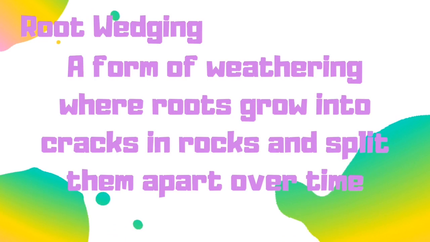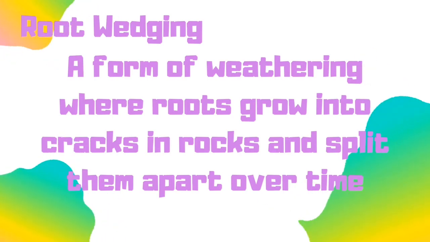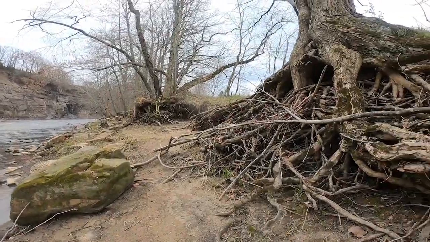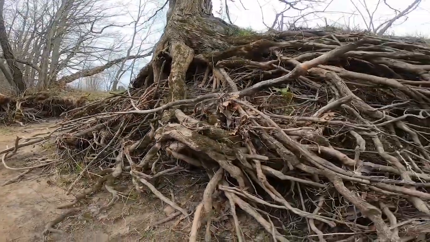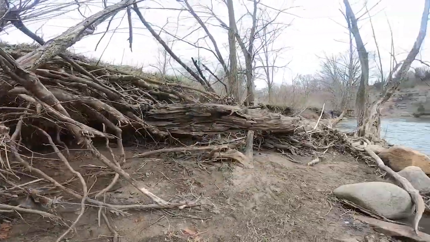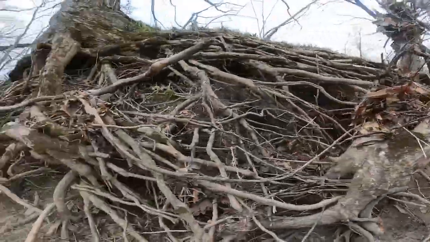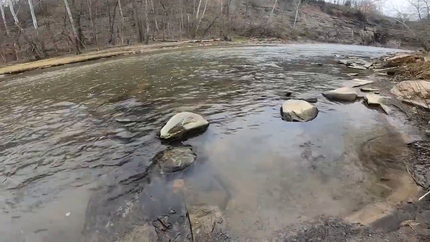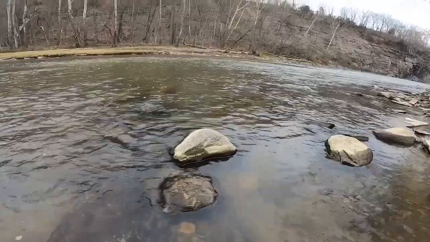Root wedging is another form of weathering where roots grow into cracks in rocks and split them apart over time. So if you see these crazy roots, if these were to grow into rocks nearby, like boulders, they could split them slowly, expanding the cracks in the rocks as the roots grow.